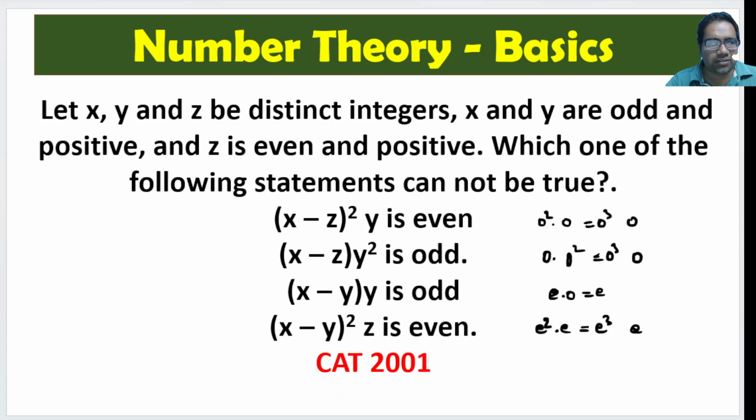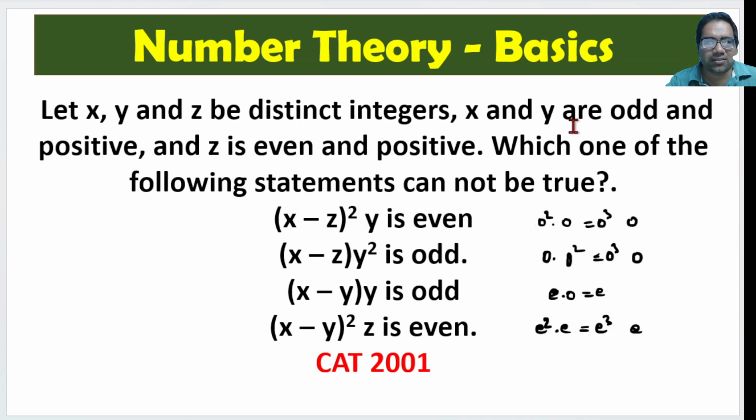Similar question in CAT 2001. That was in CAT 2000. This is in CAT 2001. Here we are told x and y are odd and positive, and z is even and positive. Earlier all were odd. In this case, z is even. X is odd. Odd minus even, what is this? 3 minus 2 is 1. That is odd. Odd square is odd. 1 square is 1.